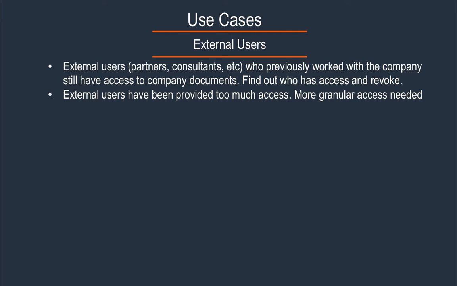Managing external users is probably the most important set of use cases that our customers talk about. For example, in some cases, customers have worked with external users, partners, consultants, etc., whom they had given access to 6 months ago, a year ago, and who still have access to company documents. Links were created, links were shared, and then it was never revoked. Consultants have moved on, but they still continue to have access. So you can now find out with Adya which external users have access and very quickly revoke access.